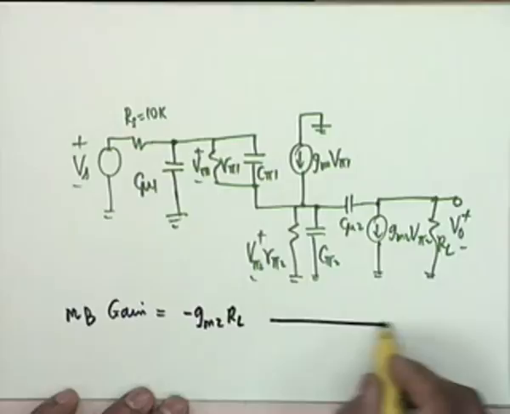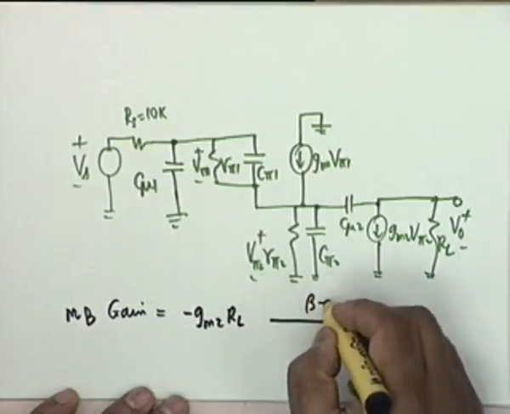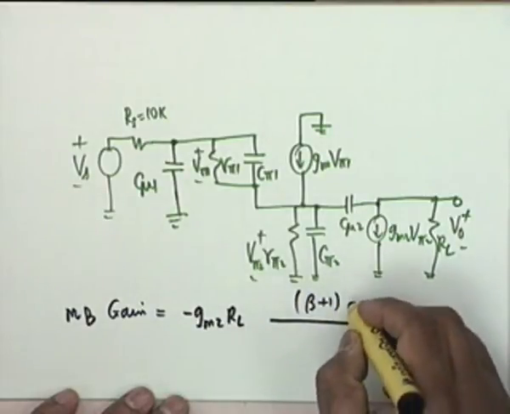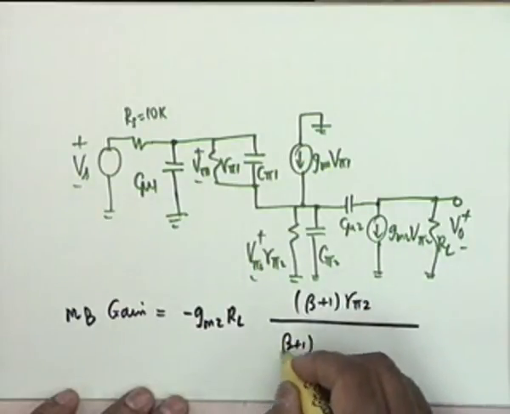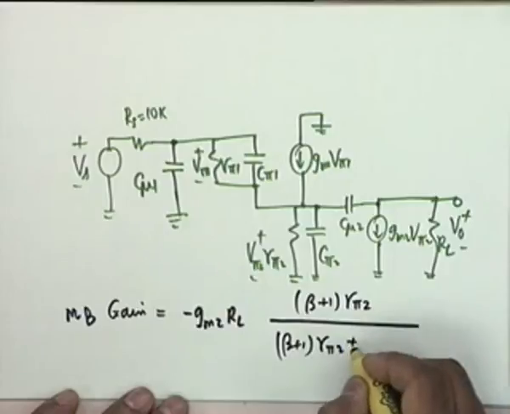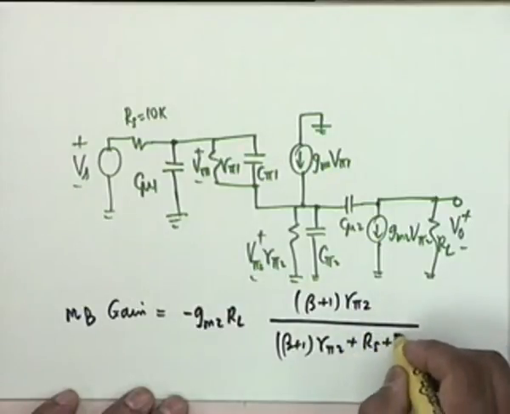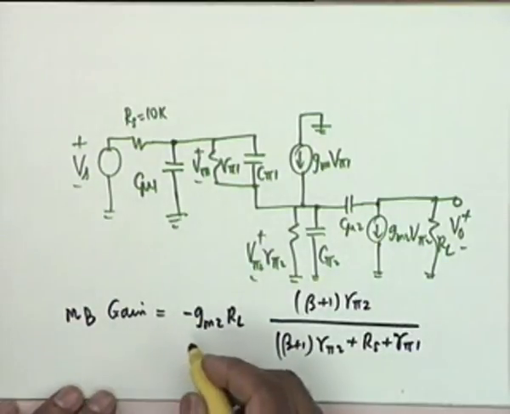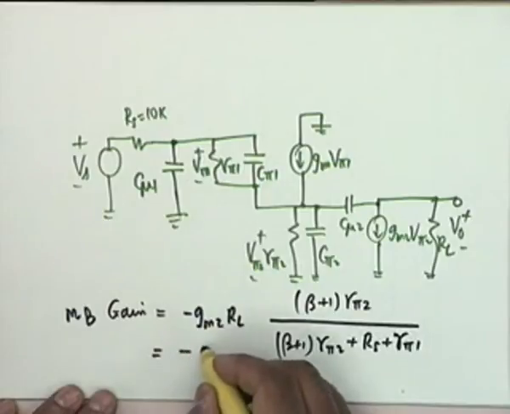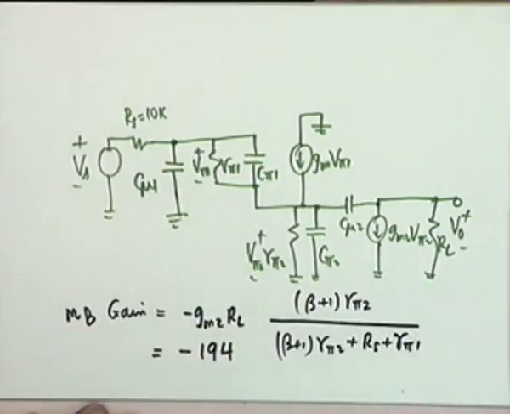What is V pi 2 by Vs? Beta plus 1 R pi 2 divided by beta plus 1 R pi 2 plus Rs plus R pi. Very good. By inspection, no analysis, nothing. And if I substitute the values, I find the result as minus 194.